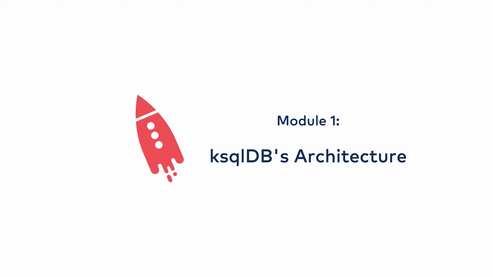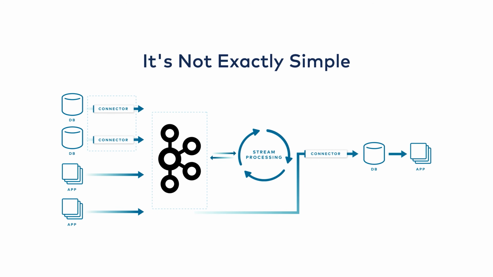The best way to understand ksqlDB's architecture is to look at what it replaces. Here I have a typical architecture for working with data in motion. There are some databases and applications on the left that are creating events. There are connectors that are harvesting those events and moving them into Kafka for storage. And there's stream processing for continuously transforming and aggregating that event data as it arrives. And finally, there's a set of sink connectors that move that aggregated data into a database so that my applications can run queries over it.